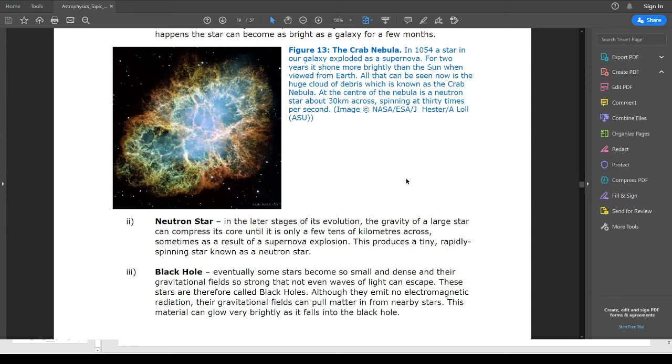Which is the largest star? That's a question for Google. You can look up a supergiant. We're struggling to get out of our solar system.